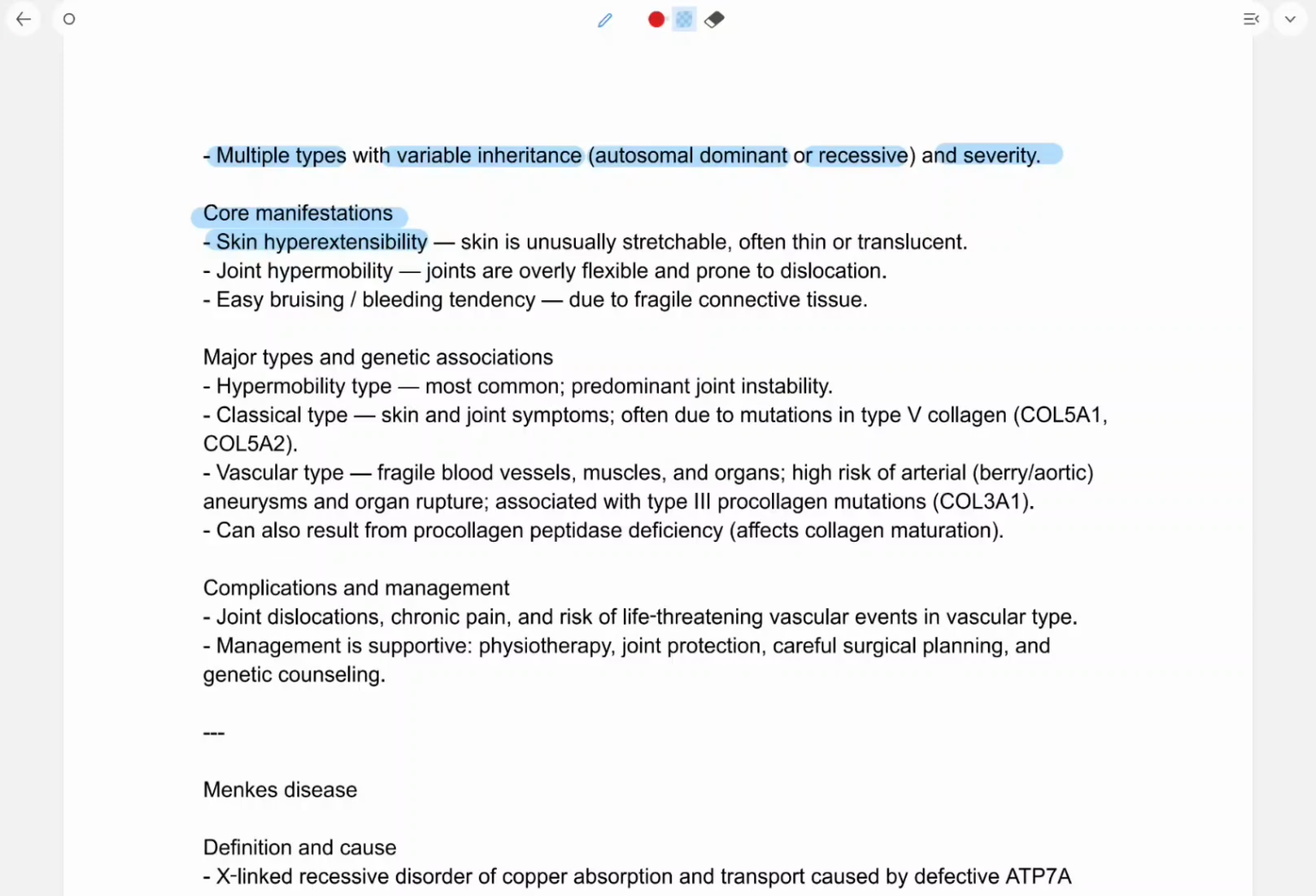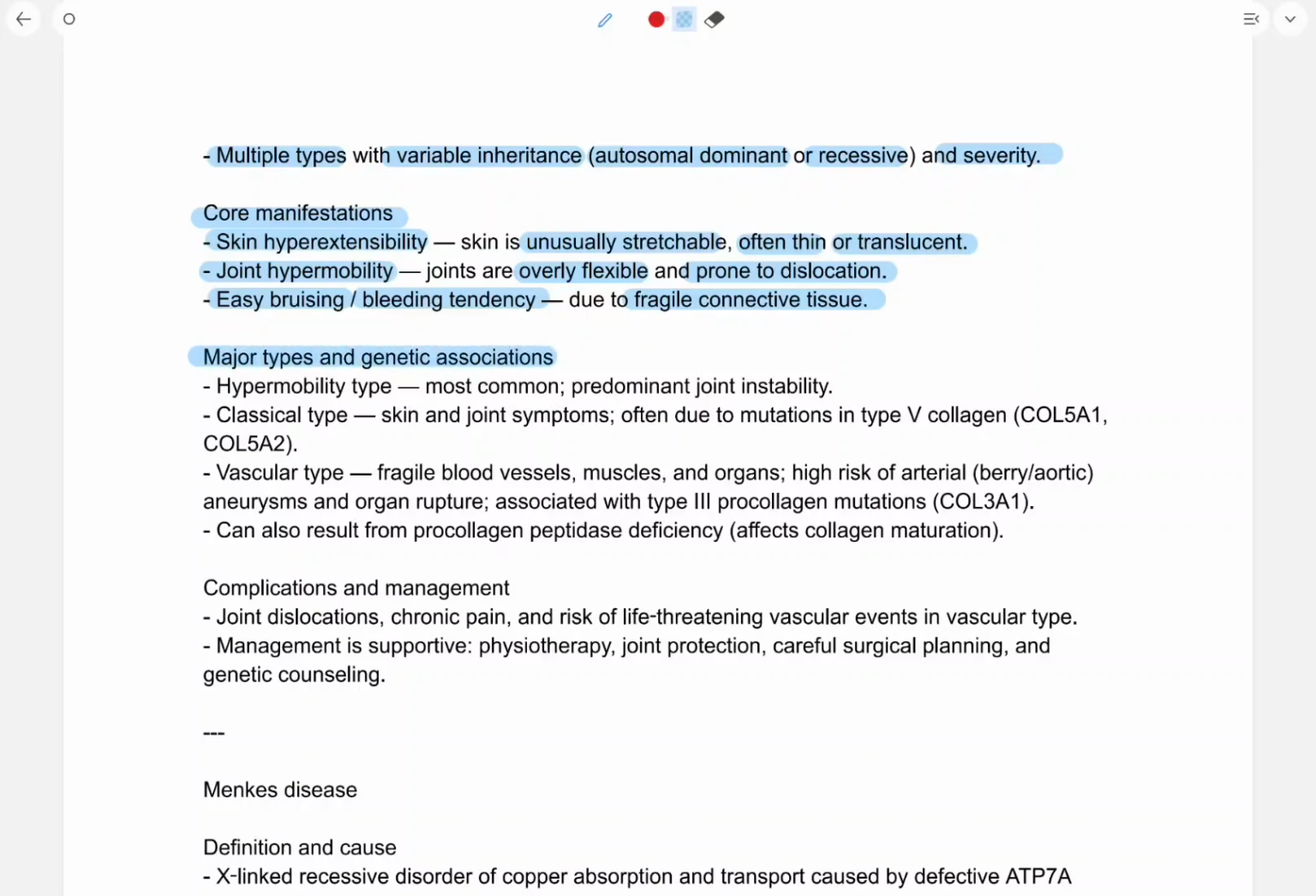Core manifestations. In EDS, skin is hyperextensible: unusually stretchable and often thin or translucent. The first manifestation is hyperextensible skin. Second is joint hypermobility: joints are overly flexible and prone to dislocation. Third is easy bruising or bleeding tendency, due to fragile connective tissue. These are the core manifestations of Ehlers-Danlos syndrome.